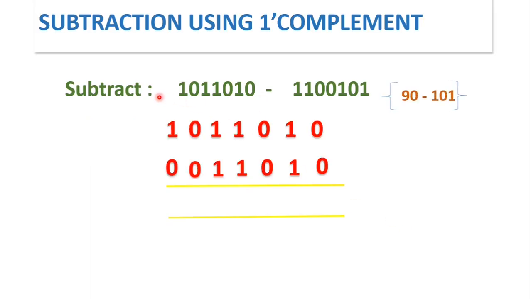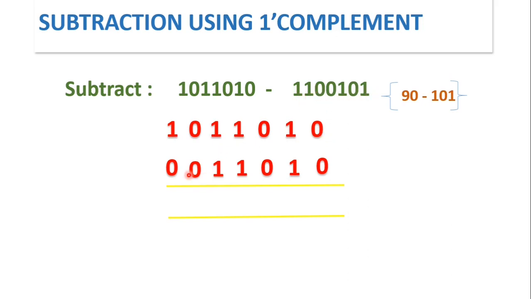The first step would be to calculate the binary of 90 and to calculate the binary of 101. And then we have to check whether the bits in the first and the second number are the same. So the number of bits in the second number is 1 2 3 4 5 6 7, and the number of bits in the first number is 1 2 3 4 5 6 7. So here the number of bits in both the numbers are the same, so we'll write the first number as it is and we will calculate the ones complement of the second number.